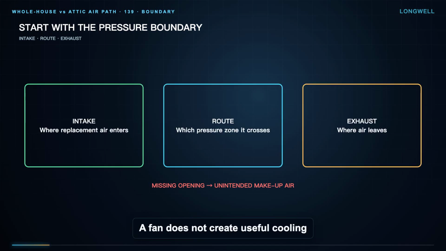A fan does not create useful cooling just because its blades spin. It creates a pressure difference that needs an intake path, a route through the intended space, and an exhaust path. If one opening is missing or undersized, the actual path can differ from the sketch. Air may come through cracks, conditioned rooms, or another unintended opening. That is why fan type, free area, house layout, attic design, and air sealing belong in the same decision.